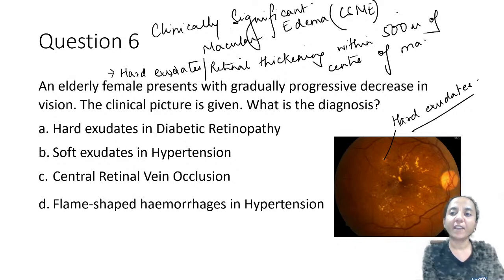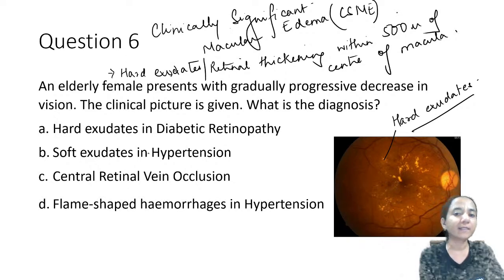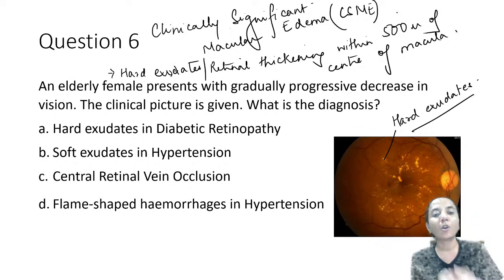So this is a very important entity in diabetic retinopathy where you have multiple hard exudates which lead to retinal thickening or retinal edema at the center, that is at the macula. And why this is important is because hard exudates at the macula are responsible for decrease in vision.